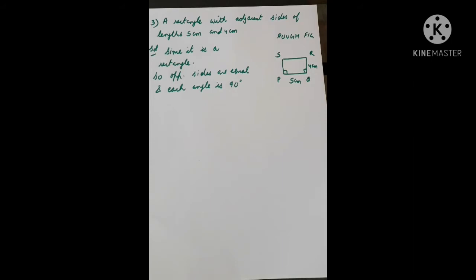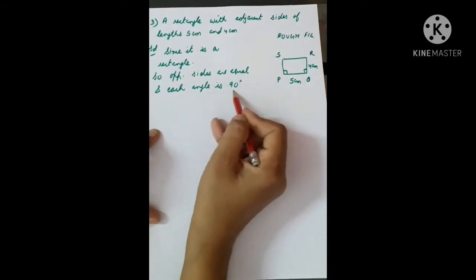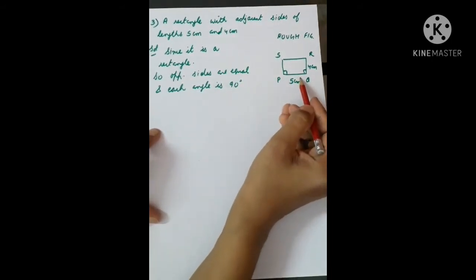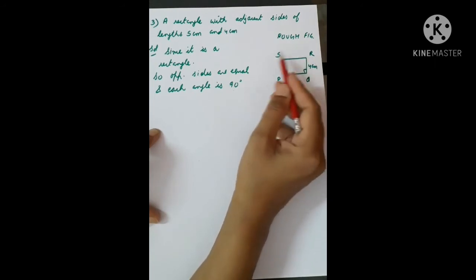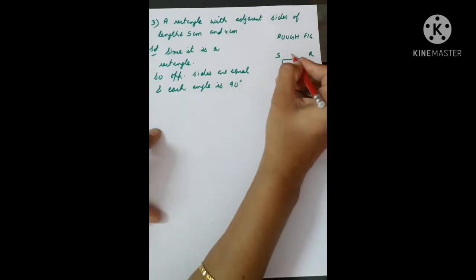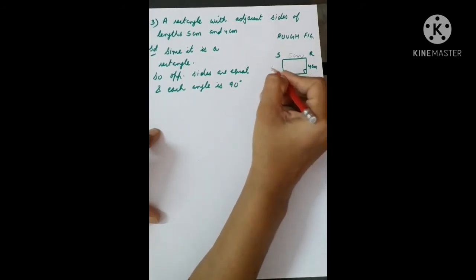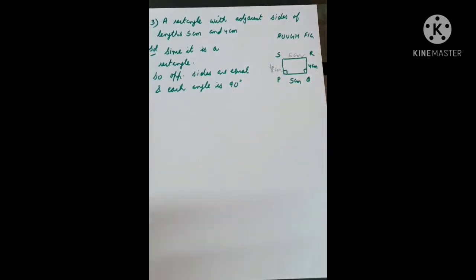Third part is, you have to construct a rectangle with adjacent sides of length 5 centimeter and 4 centimeter. So in this question we will use the properties of rectangle. Since it is a rectangle, opposite sides are equal and each angle is 90 degree. I have drawn here a rough figure, named PQRS, in which PQ is 5 centimeter. So opposite sides are equal, that means SR will also be 5 centimeter. RQ is 4 centimeter, so SP will also be 4 centimeter. Now you can see I have got the length of all four sides and the angles. I can construct this rectangle very easily.